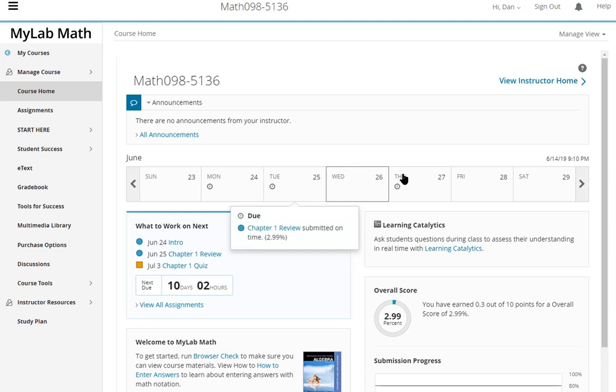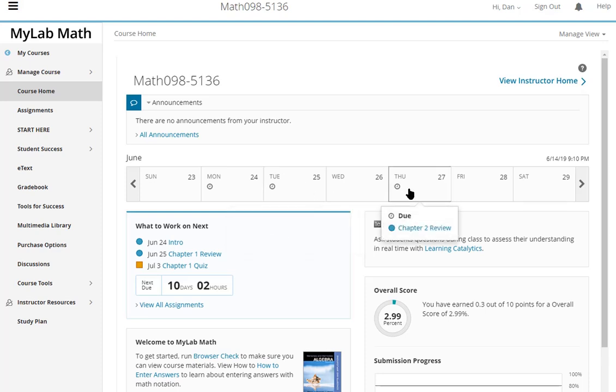This calendar portion here is very useful too. Like on June 24th, the intro assignment is due. I can actually launch that right here if I'd like to, and so on. And then the next day, the chapter 1 review is due. That's a longer assignment. And then on Thursday, the chapter 2 review is due. All these assignments are accessible.